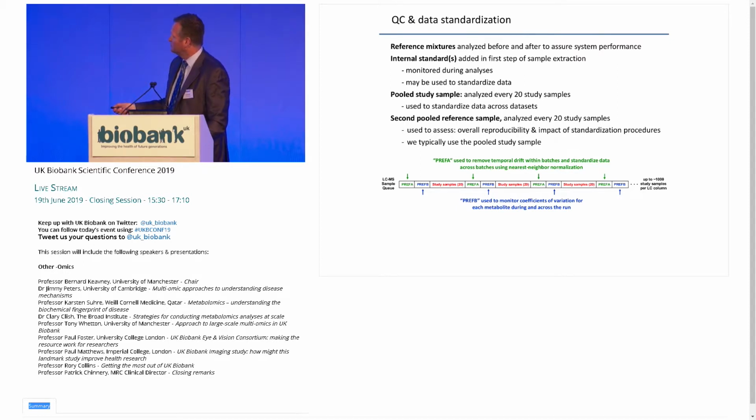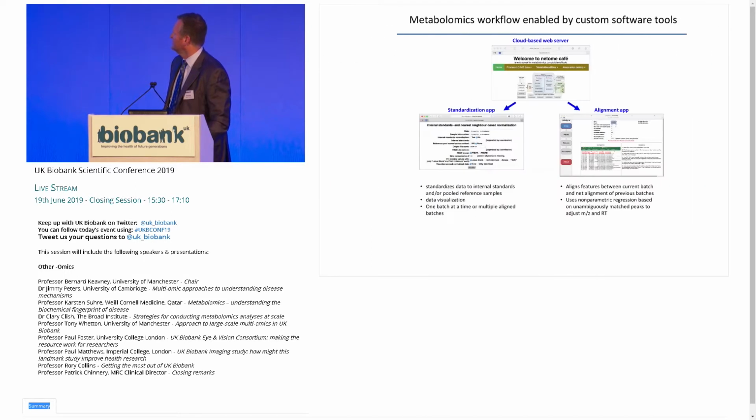In our case, we use the first sample to scale the data, remove temporal drift by standardizing the data as a function of time. And then the second sample is used as a QC that enables one to measure the analytical precision of the measurement for every single metabolite and unknown in the sample. The nice thing is, if you make enough of this pooled reference sample, you can run it with the entire set of study samples, and therefore scale all of the data across batches.